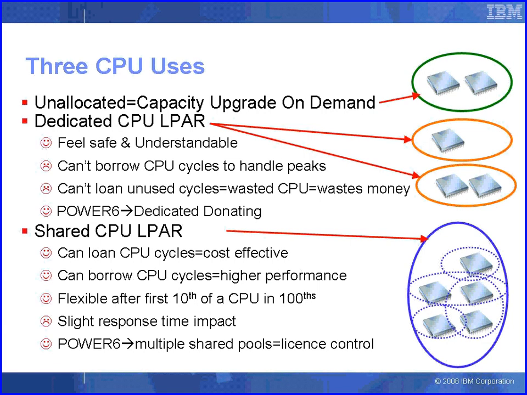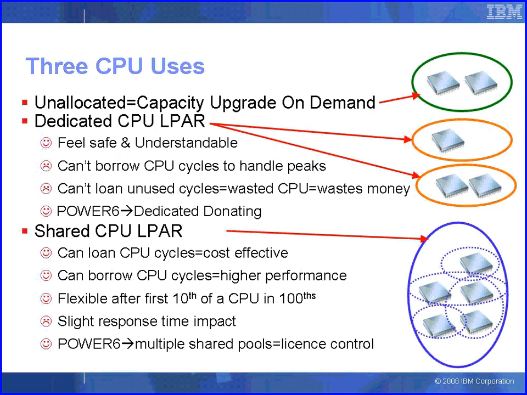In our Power 5 or Power 6 based machines, the CPUs can be doing one of three different things. Firstly, they could be unallocated. That means they're a capacity upgrade on demand type CPU. They're in the machine, not actually being used, and can't be used until an activation key has been entered into the HMC. They then become available and can dynamically be added to a running logical partition on the fly.